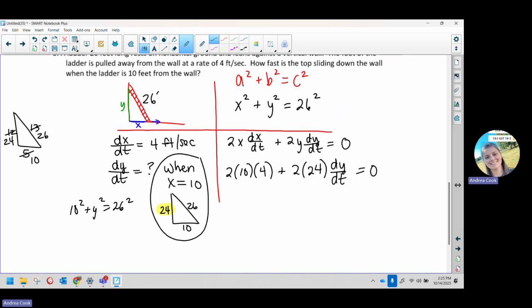All right, so here I get 80 plus 48 times dy over dt equals 0. The 48 is attached to dy over dt, so you just divide. I can subtract the 80 to the other side and get negative 80. Negative 80 over 48, which is negative 5 over 3. And my units are feet per second.